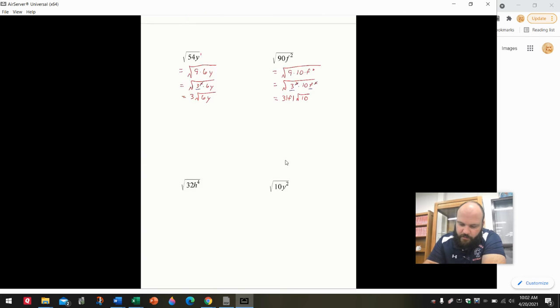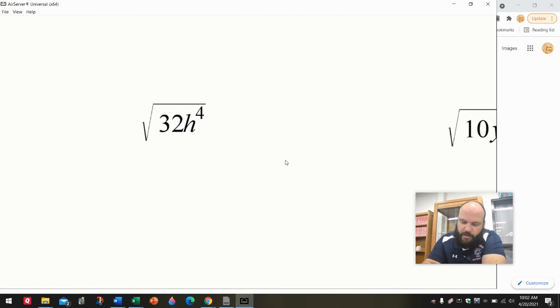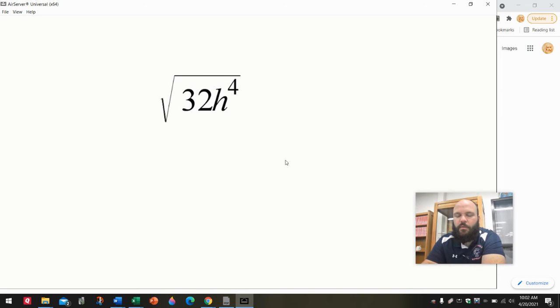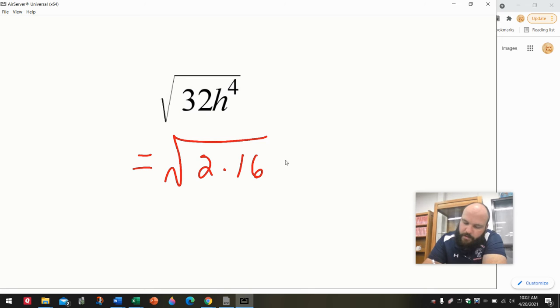So we'll try another one here. We'll go with this one right here. We have the square root of 32 times h to the fourth. Now, once again, we want to rewrite these so they are numbers that are squared. So 32, we will write 32 is 2 times 16. And then I'm going to break up h to the fourth like this, h squared times h squared.